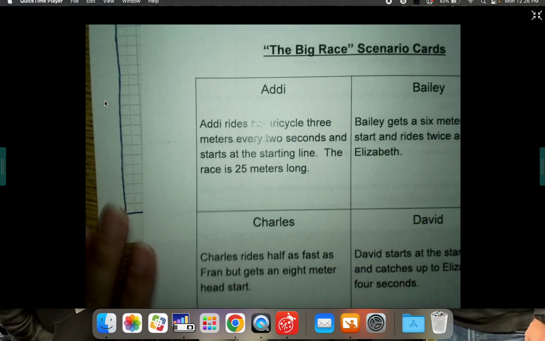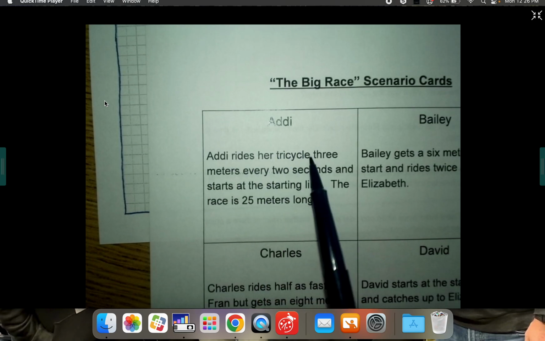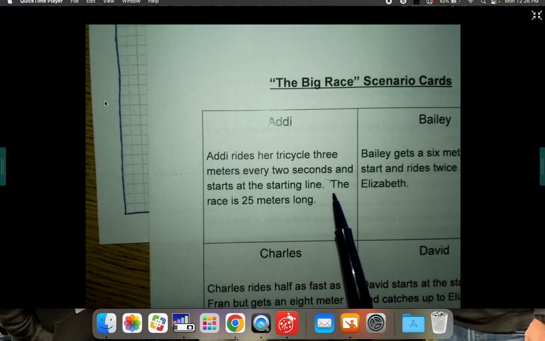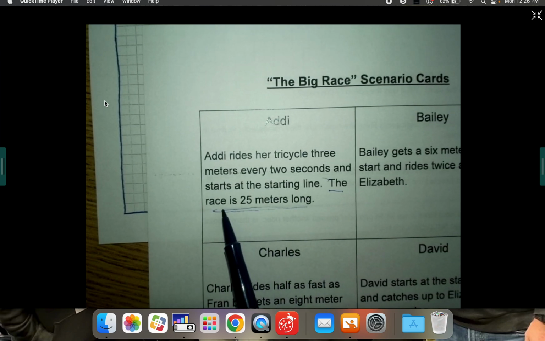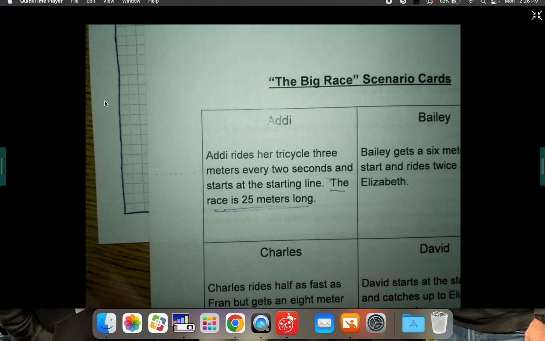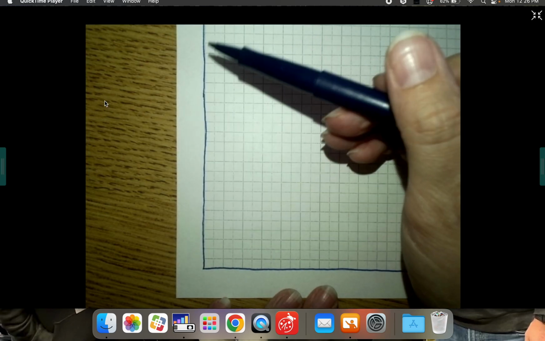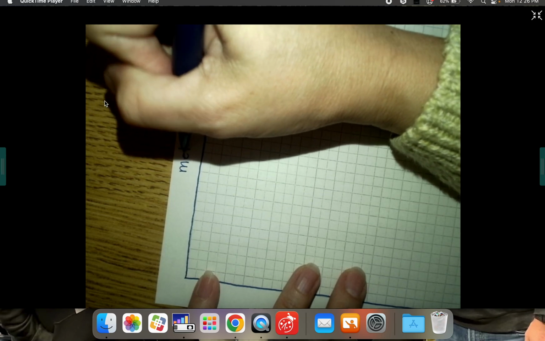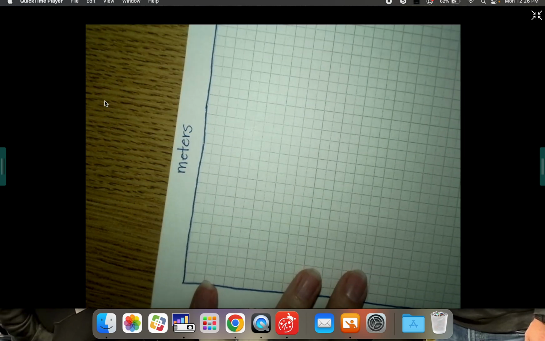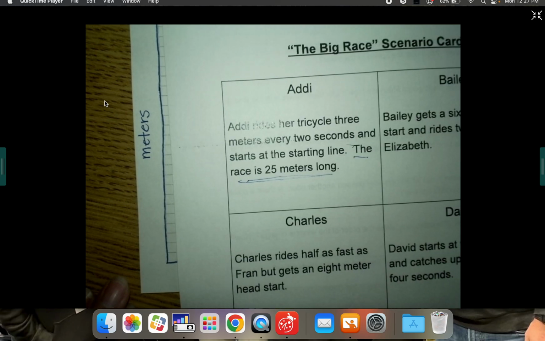So the first thing I'm looking at is that Addie, blah, blah, blah, it says something about her rate, but then this is the important part. The race is only 25 meters long. So knowing that, I want you guys to go to your y-axis, that's this one, and label it meters. Leave a little space so you can put your numbers in there. Label it meters, and we only need to number up to 25 because the race is only 25 meters long.